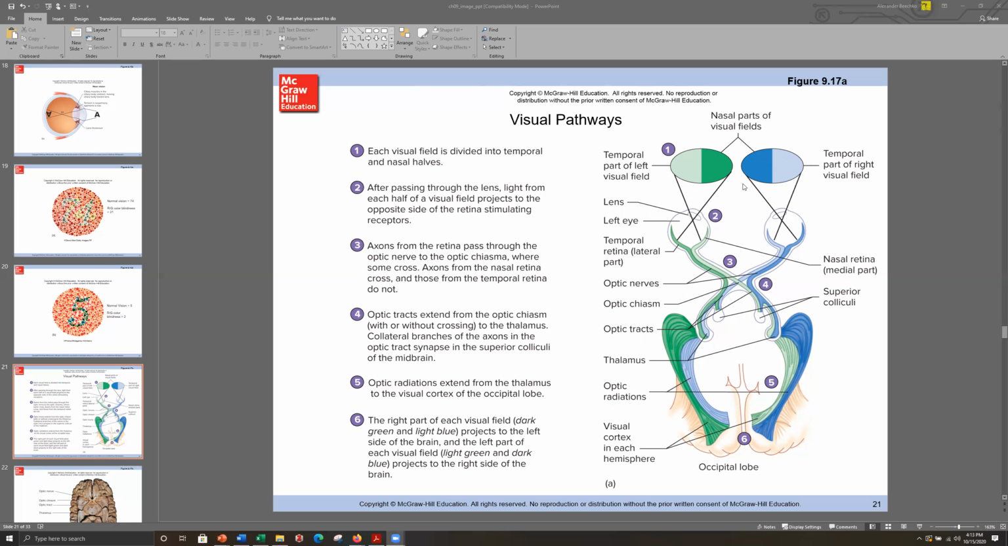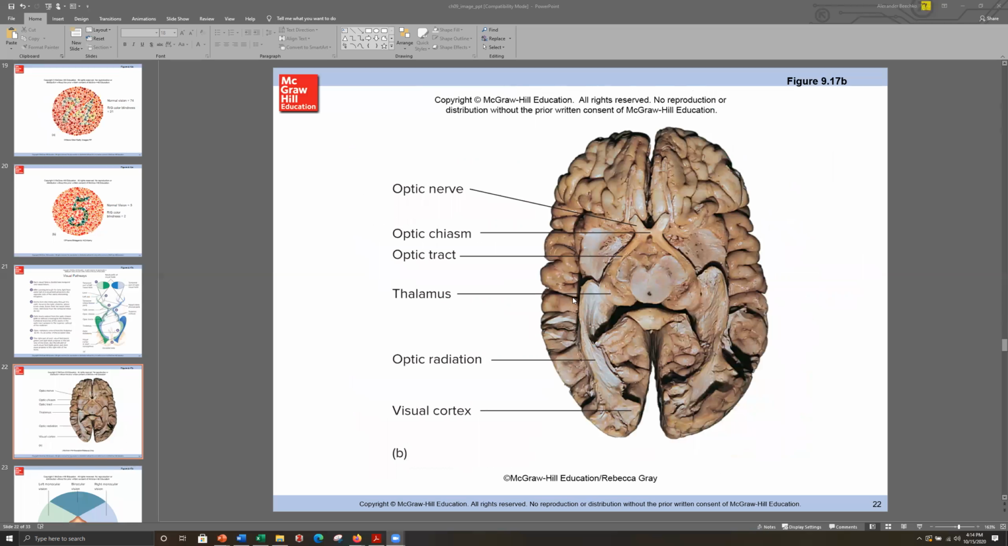So our dark blue and light green get interpreted on the right side, and then dark green, light blue get interpreted on the left side. Kind of interesting. So here we have that same representation showcased. So we've got our optic nerves here, which have been severed, kind of close to the optic chiasm here.